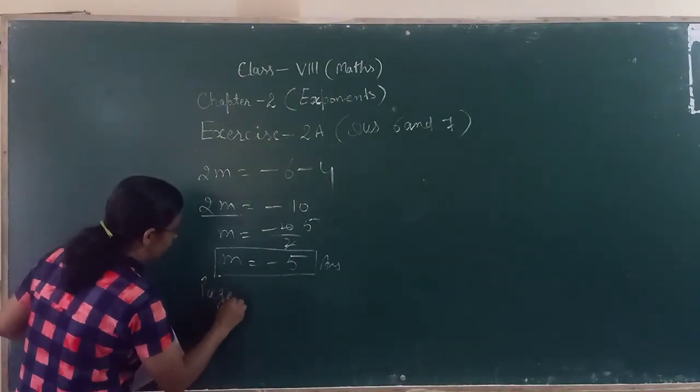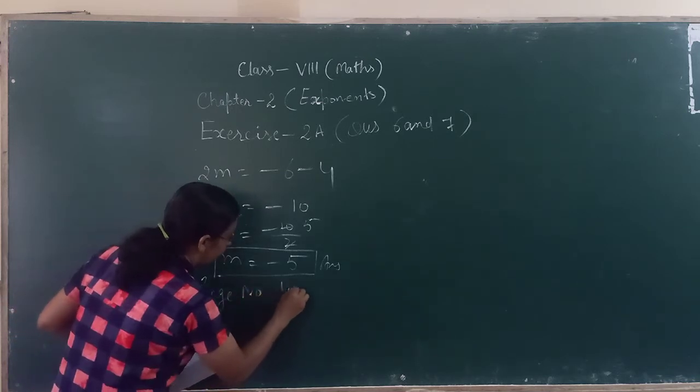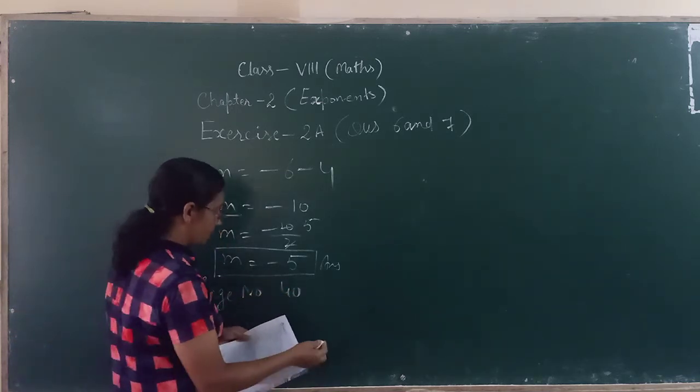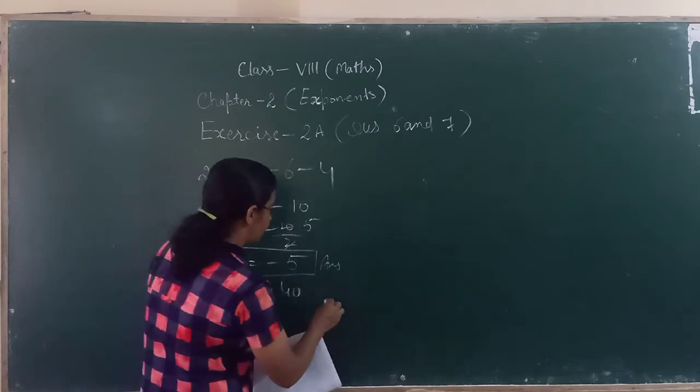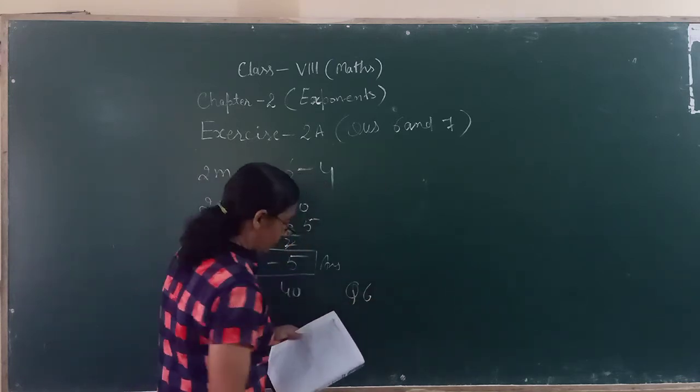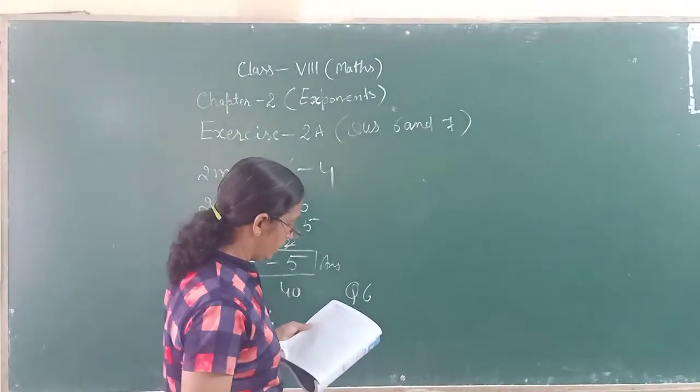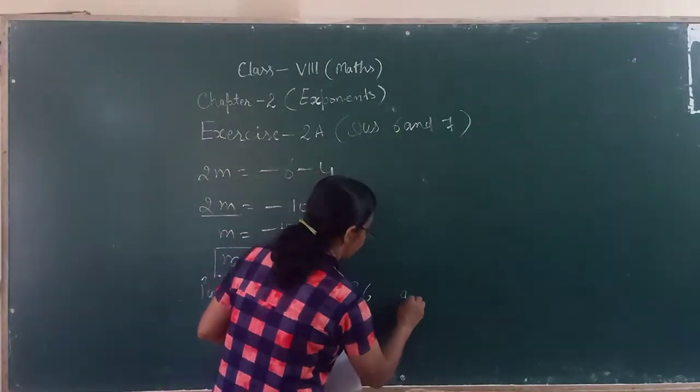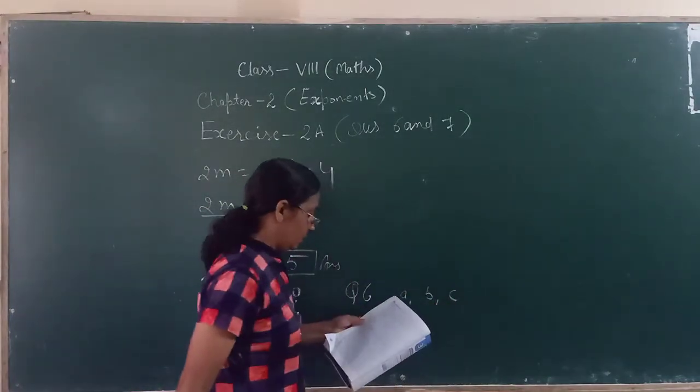पेज नंबर 40 हमारे पास है, ठीक है जी। चैप्टर तो आपको पता है, सेकंड है और क्वेश्चन नंबर 6 है। क्वेश्चन नंबर 6 के 3 पार्ट्स हैं, A, B and C, 3 parts.